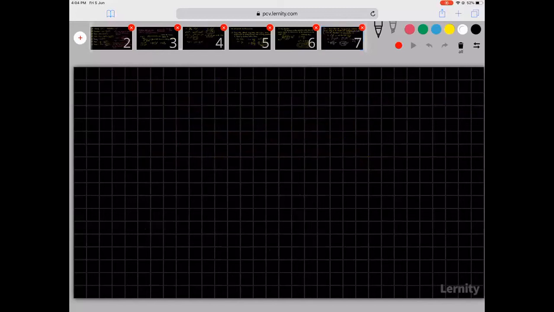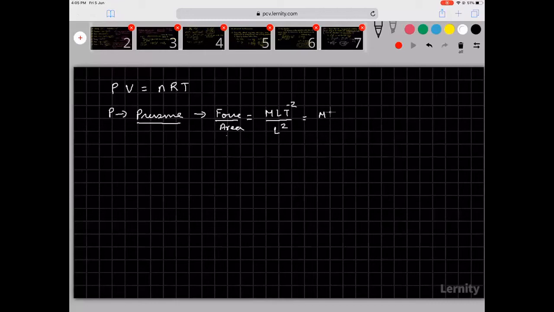Now there is a question for you. You have all already learned the gas equation, PV is equal to nRT. Here P is for pressure. Pressure, you know, is force per unit area, so force by area. My question to you: what are the dimensions of pressure? Dimensions of pressure: M L T power minus 2 divided by area. Area is L squared. So I'll get M L power minus 1 T power minus 2. So these are the dimensions of pressure.